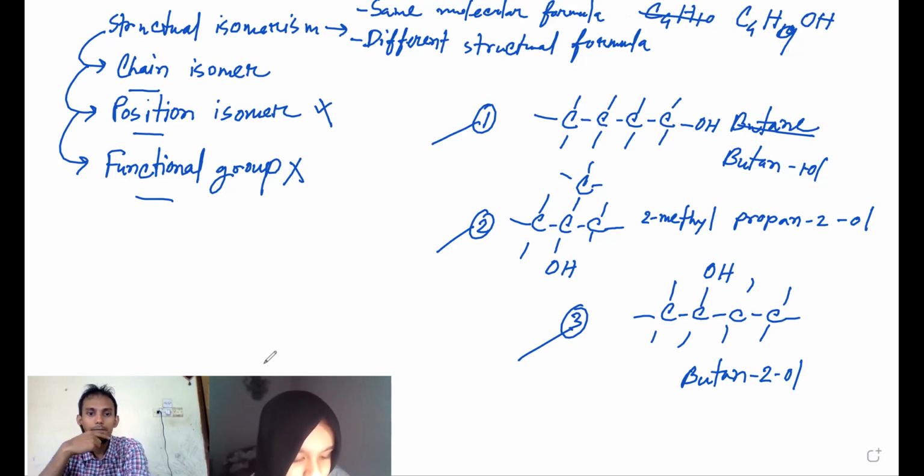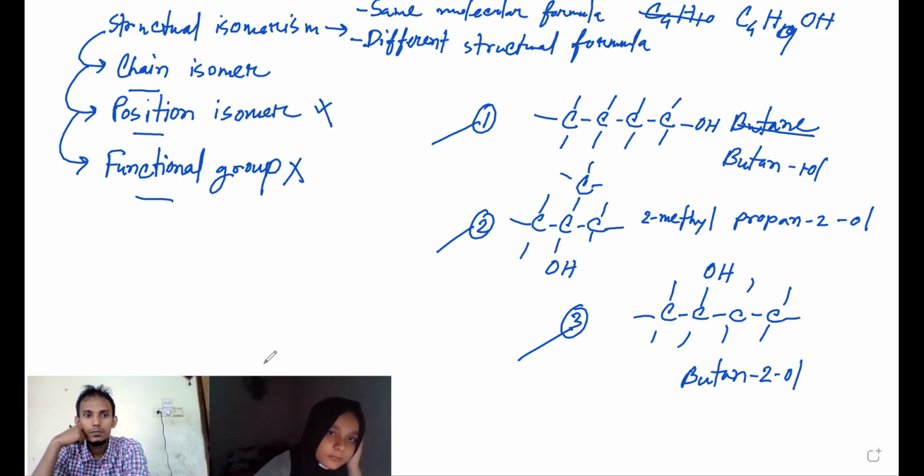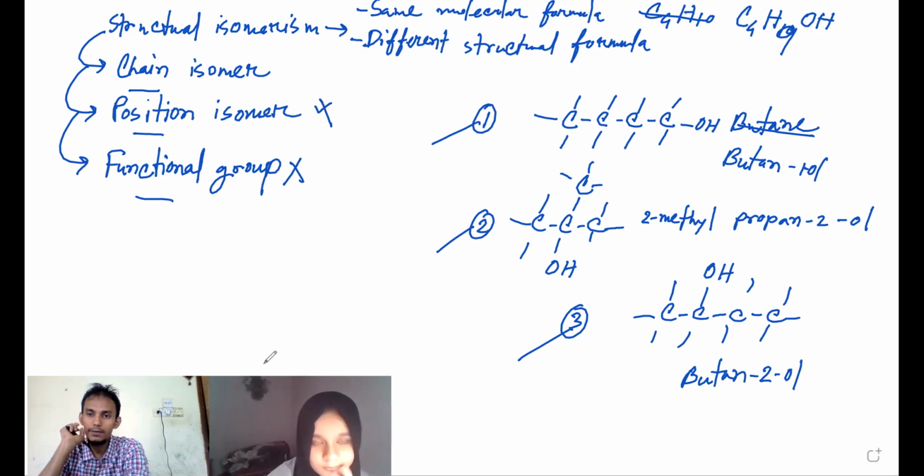Rizwan, do you understand? Yes, sir. But for the complex compounds, I have a problem in naming. Which one? For the complex compounds, like which have so many carbon, hydrogen, bromine, and so on. Okay. Can you give one example?